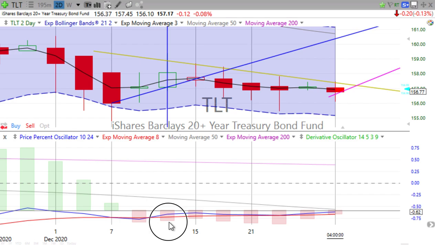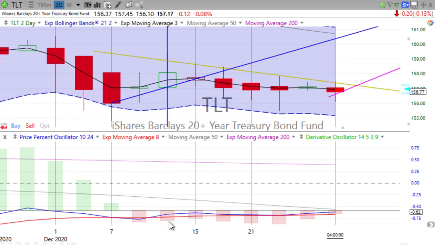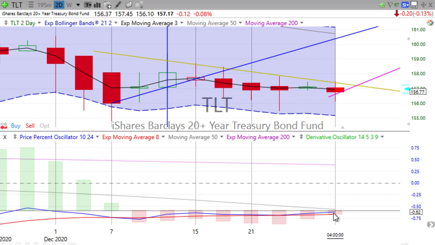It's been positive for a while since it crossed over going up back on the 11th of December. After that, it rolled down. It's just really been sliding sideways going on several weeks now. Price percent oscillator slowly pulling away from the red signal line, trying to go up. But again, since the weekly's down and the 2-day is up, we just don't have a trade on TLT.